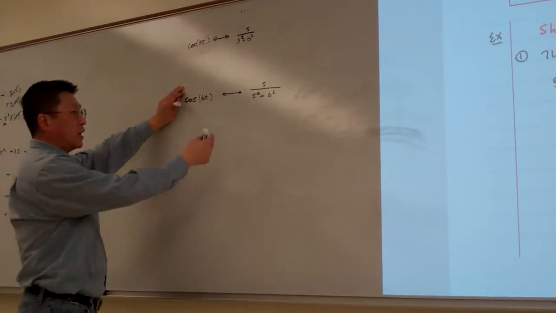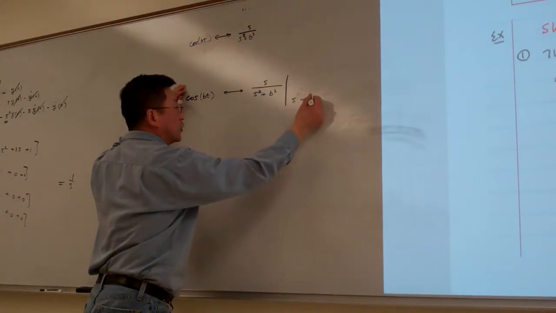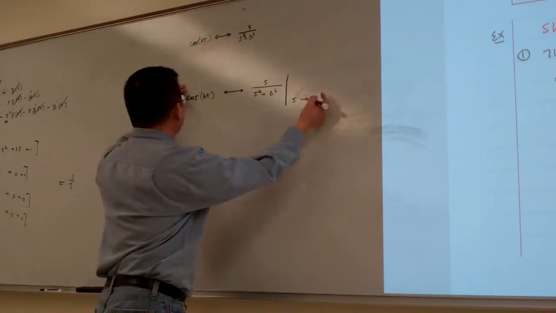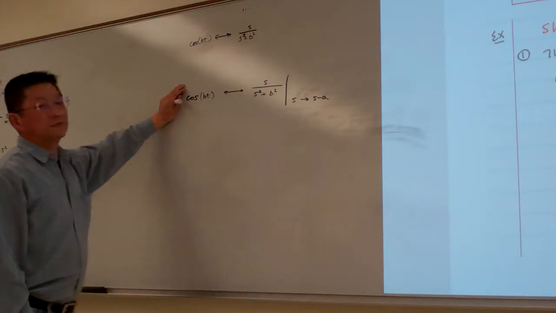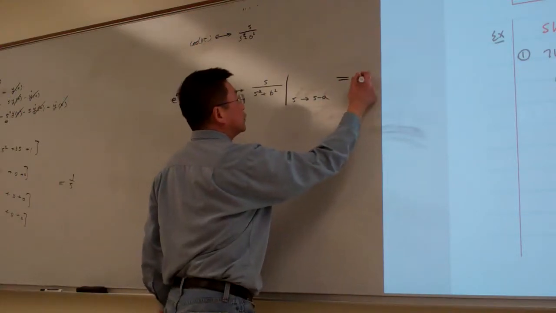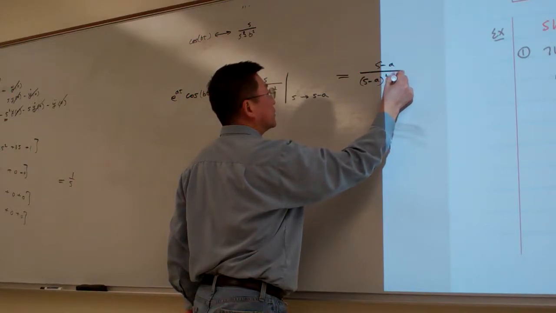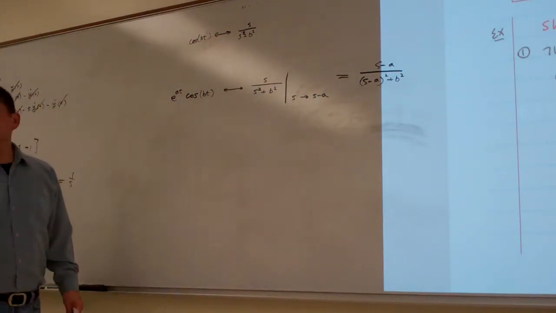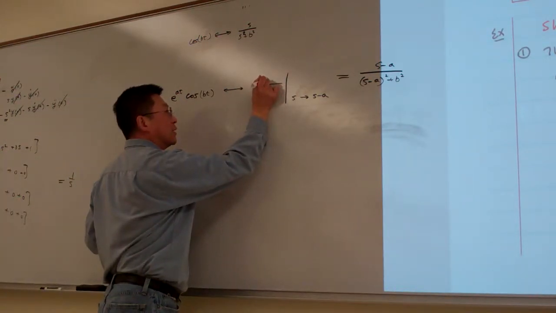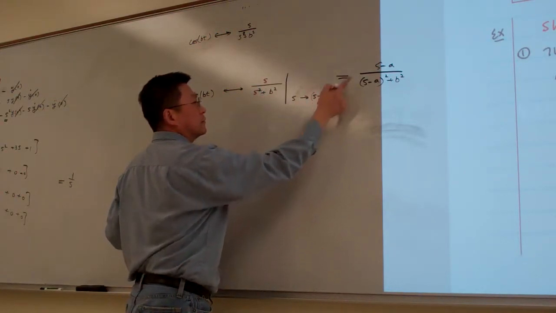Okay, and once you have this as the template, then you do the replacement. s is replaced by s minus a, plus minus a here. Okay, good. So that means the transform will be s minus a over s minus a squared plus b squared. And you see, I do the replacement: I replace these letters with this one. See?